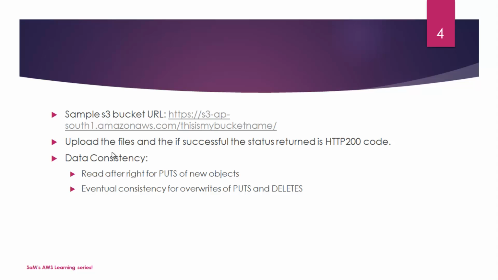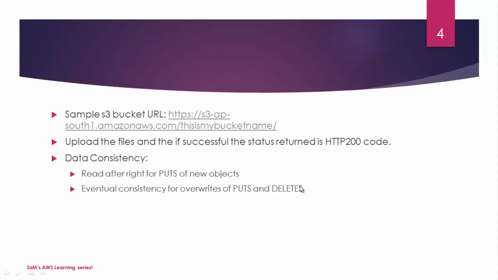What they mean by that is, you upload any new file to your Amazon S3 bucket, and it will be available right after you upload it. There are no delays. And then there is eventual consistency for overwrites of puts and deletes. If you are trying to overwrite existing data with a newer version of the same file, there will be a delay in making the newer version available to the public. And the same is the case for delete.